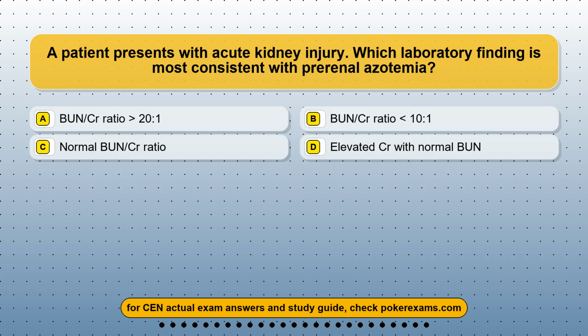Question 12. A patient presents with acute kidney injury. Which laboratory finding is most consistent with prerenal azotemia? Option A, BUN/CR ratio 20:1. Option B, BUN/CR ratio 10:1. Option C, normal BUN/CR ratio. Option D, elevated CR with normal BUN.